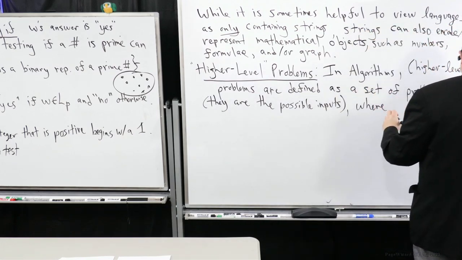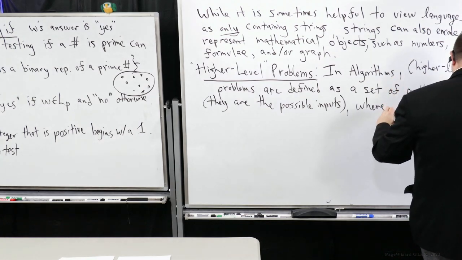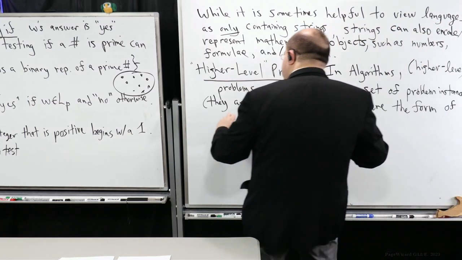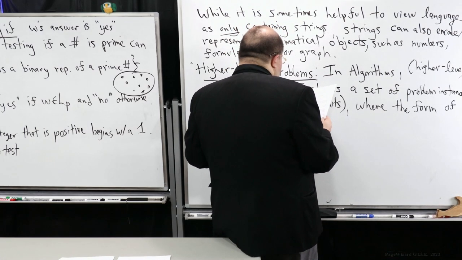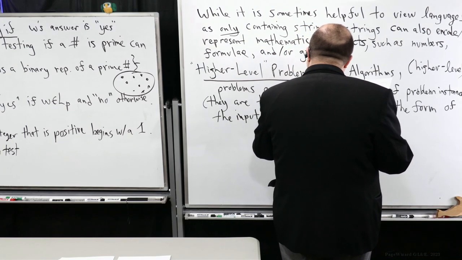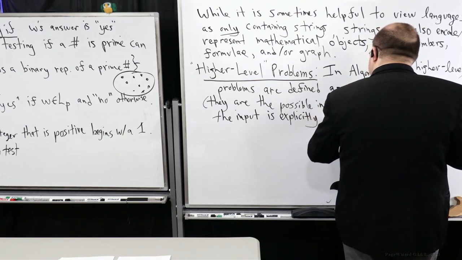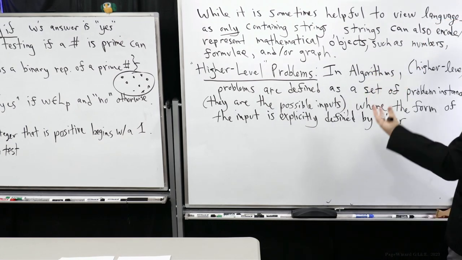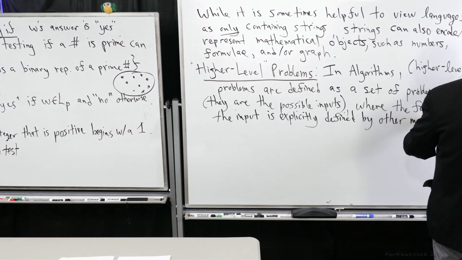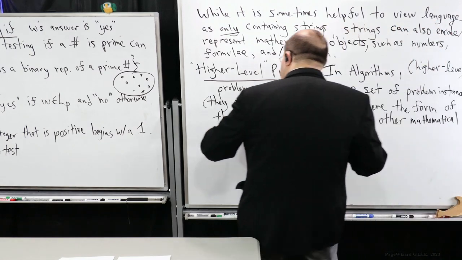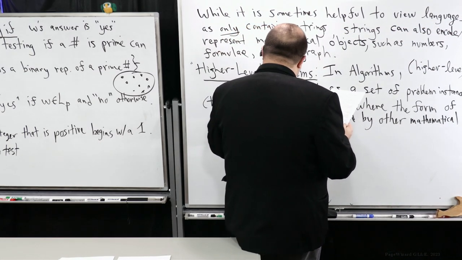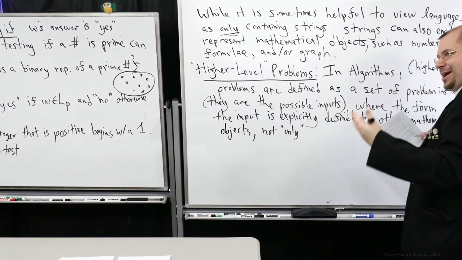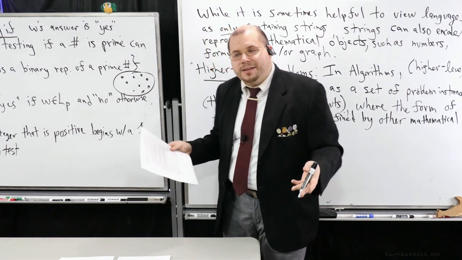So watch this. The form of the input is explicitly defined by other mathematical objects other than binary strings. Not only is it just a string, it's defined by other mathematical objects. And I'm using this at a higher level, okay? So I'm not saying that these are not encodings of binary strings, I'm saying they're not just any arbitrary binary string. That's what I'm getting at.